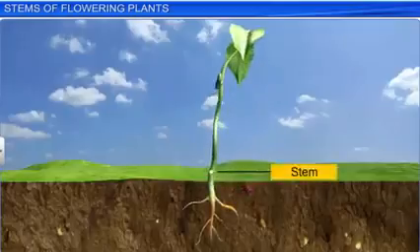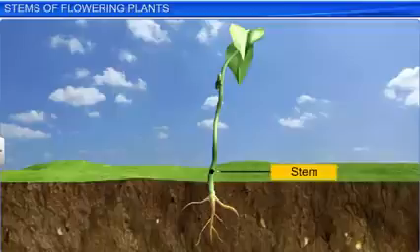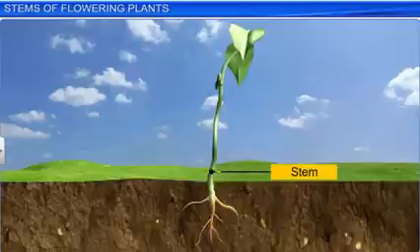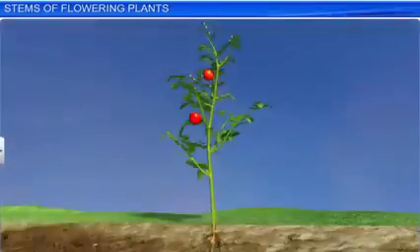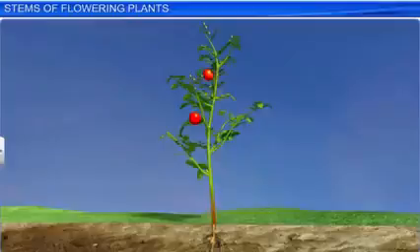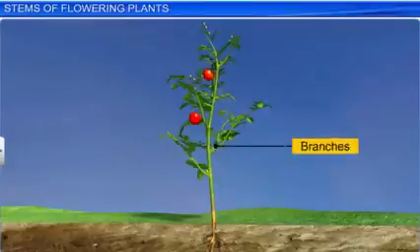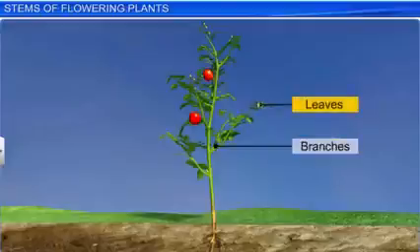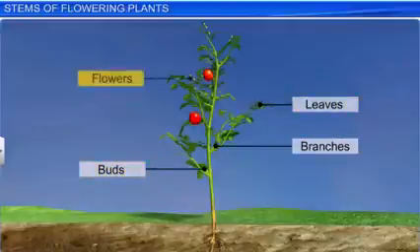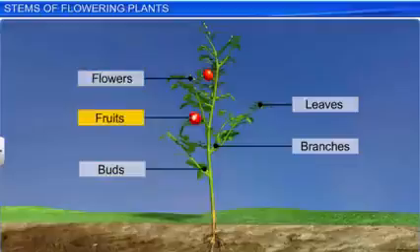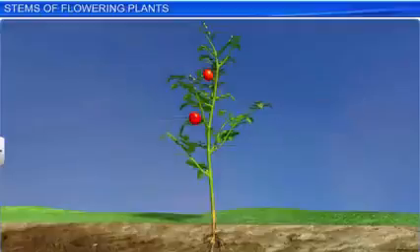A stem is a plant organ that develops from the plumule of a germinating seed. It is the main axis or stalk of a plant. It is usually green in color when young and slowly turns brown. The stem bears branches, leaves, buds, flowers and fruits. The buds growing on the stem can be either axillary or terminal.